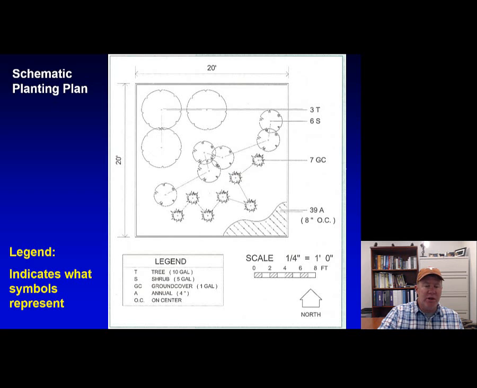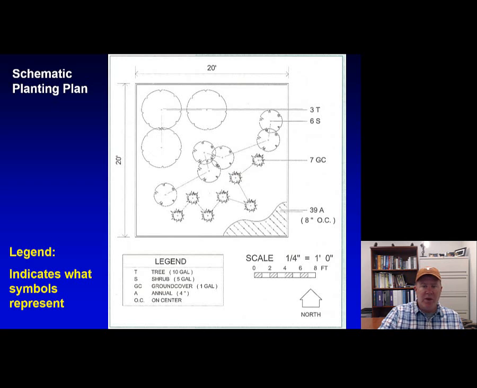And then within the legend, you can see that T represents a tree that's 10 gallon. S is representing a shrub that's 5 gallon. GC is representing a ground cover that's 1 gallon. A is representing an annual that's 4 inches. And then OC is plants that are planted on center.